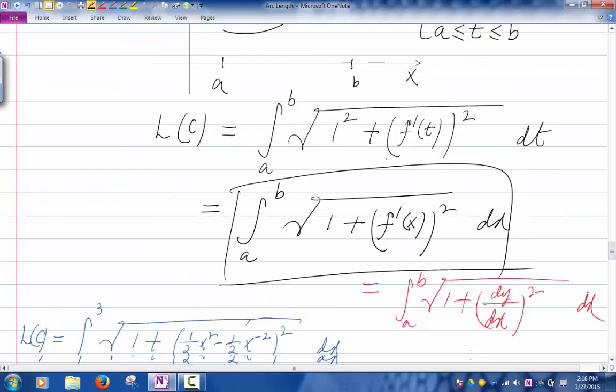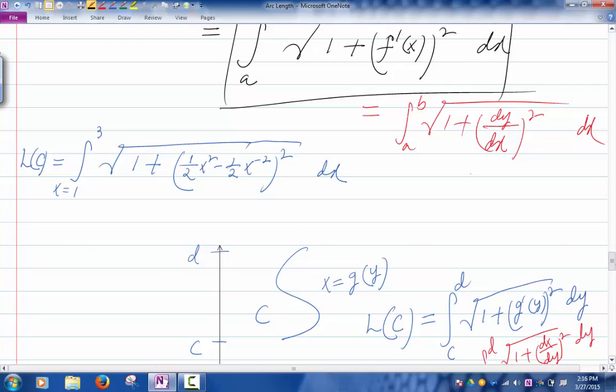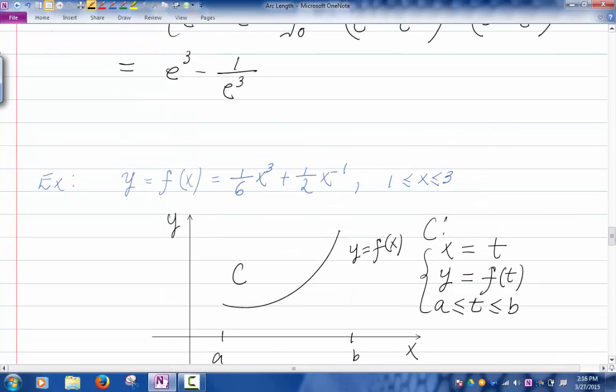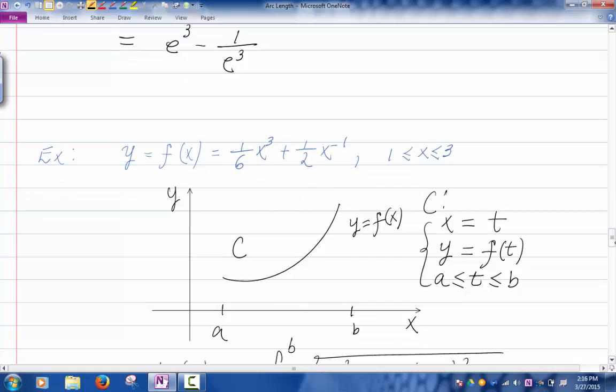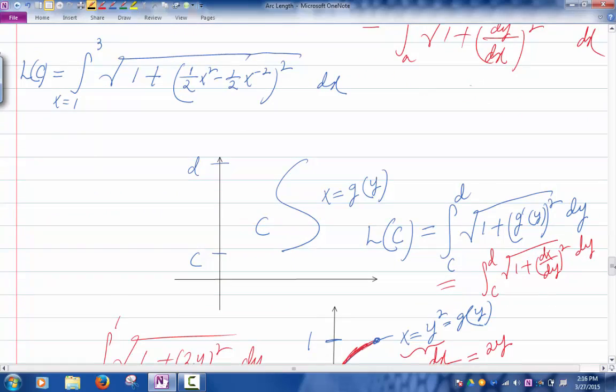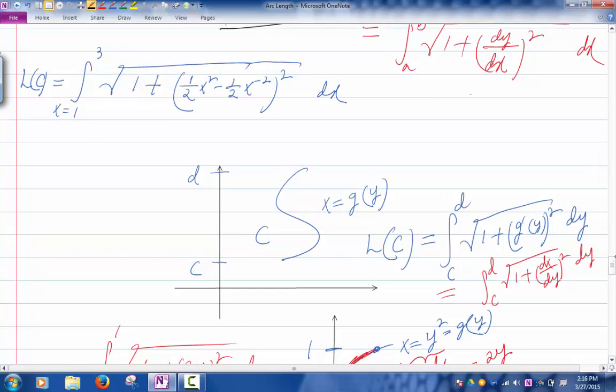Well, the answer is you take the integral from 1 to 3 of what function? It's the root of 1 plus. So what goes next? You take the derivative of the function, dy dx. What is dy dx here? Well, the derivative of x cubed is what? 3x squared. So you get 1/6 times 3x squared, which is half x squared. And then what's the derivative of x to the negative 1? That will be negative x to the negative 2. So you get negative half x to the negative 2. So if I plug that in, what I get is the integral from 1 to 3 of the root of 1 plus half of x squared minus half of x to the negative 2, whole squared, dx, right?